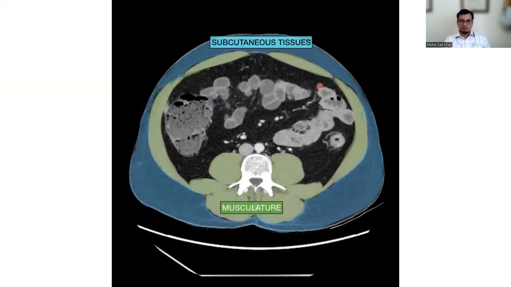Now, never forget to appreciate the subcutaneous tissue and musculature on CT scan. Muscles are usually hyperdense. These are the muscles, and then you can see the fat, that is your subcutaneous fat, which is hypodense compared to muscles.